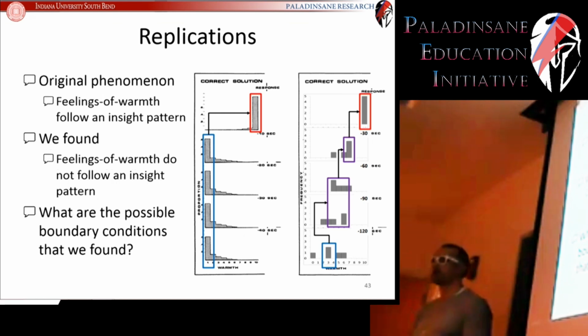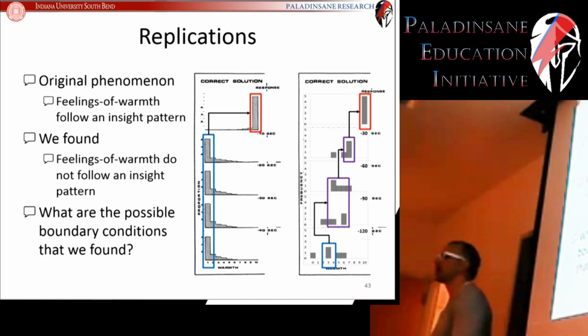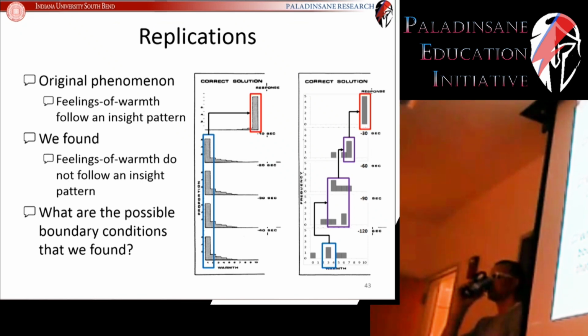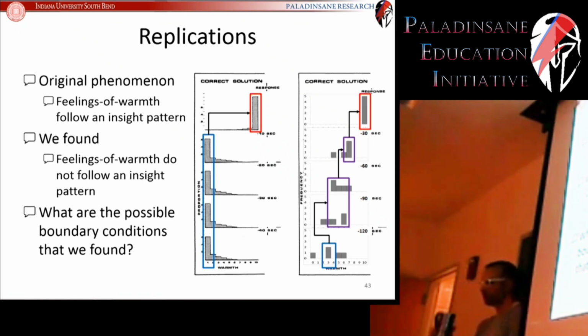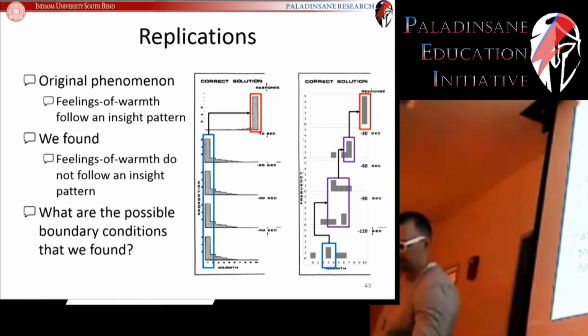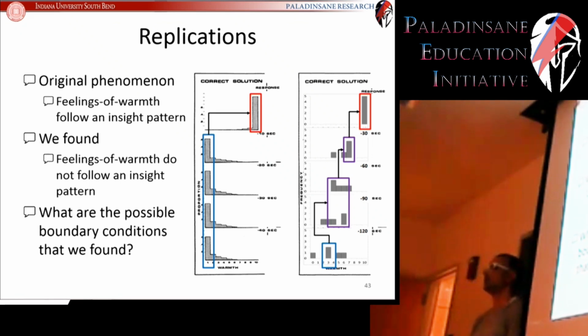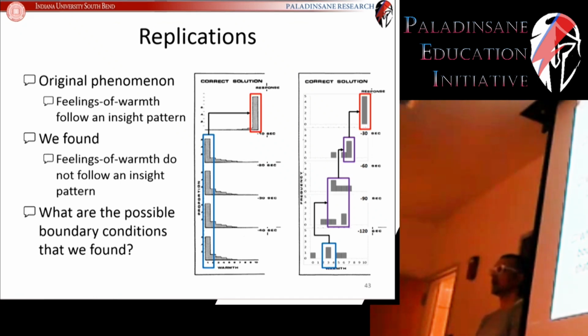So what are the possible boundary conditions that we actually found? Another way to answer this: what was the difference between our study and the one that Janet Metcalf did? So there are three major ones. Did she have groups? So she did not have groups.